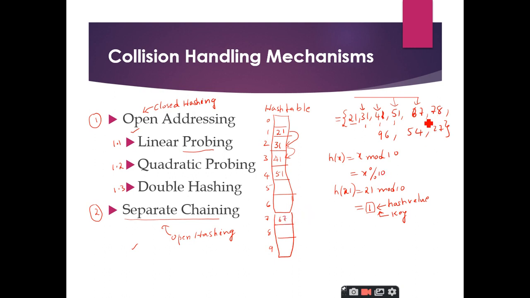Next, 78. The key is 8, so you insert it here. Next, 96. The key is 6. It is vacant, go and insert. Next, 54. The hash key generated is 4, but here the collision has occurred, and therefore the next location will be probed, so 54 will be stored inside the fifth location.